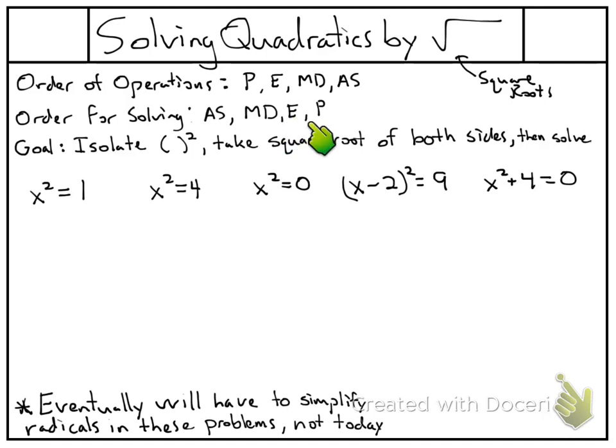Now, it may seem a little odd that we're doing this order, but we have to remember our goal here is to isolate whatever's squared, take the square root of both sides, and then solve. And we're going to see that on some basic examples and then build up to equations we're going to solve.